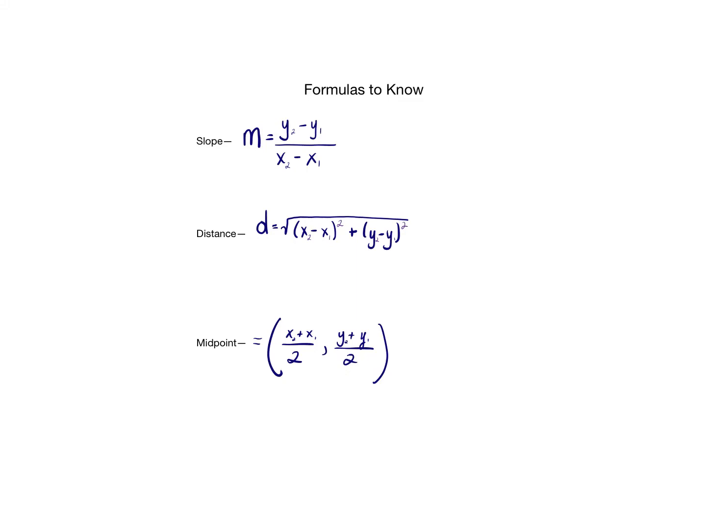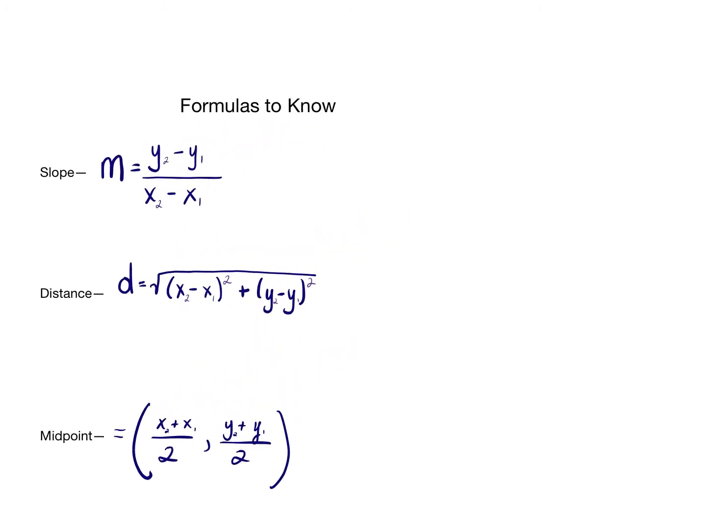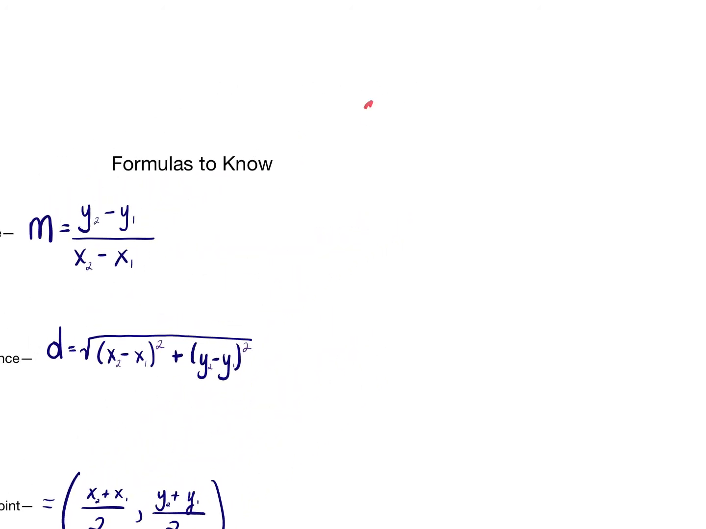So these are formulas you all should have seen before: slope, distance, and midpoint. I'm just going to come up with 2 points, and we're going to practice finding the slope, distance, and midpoints of those 2 points. So first point is (0, 3). Second point is going to be (4, 1). So first, let's find the slope.